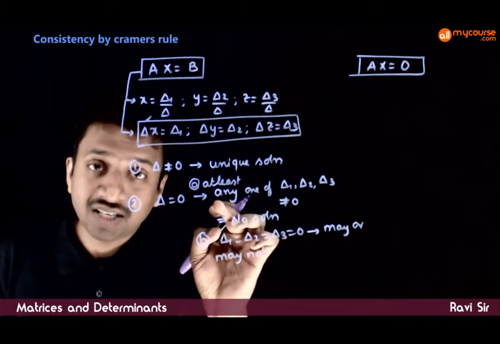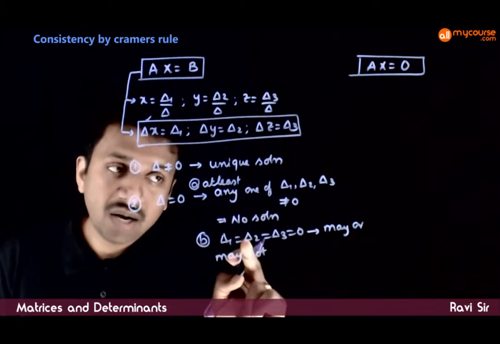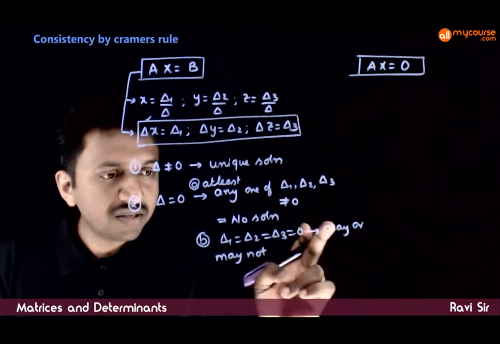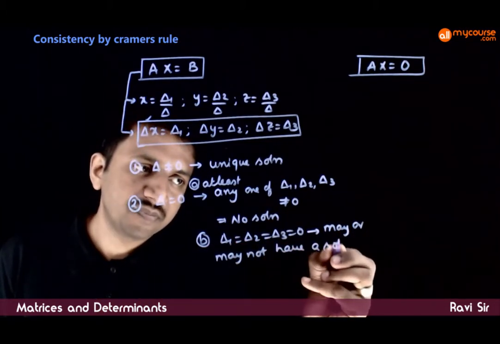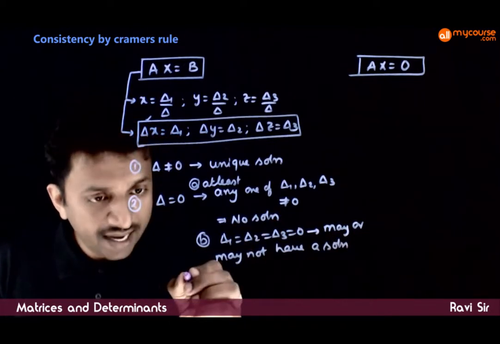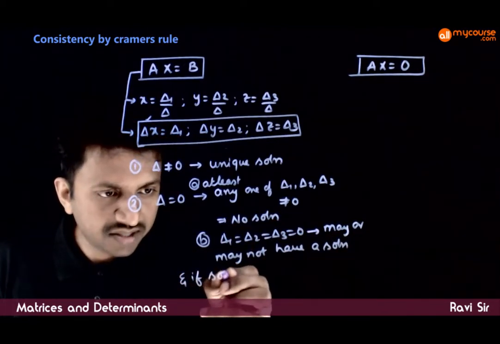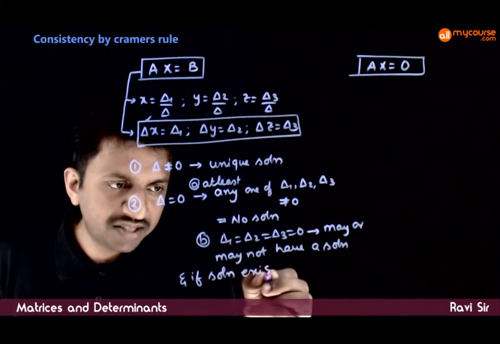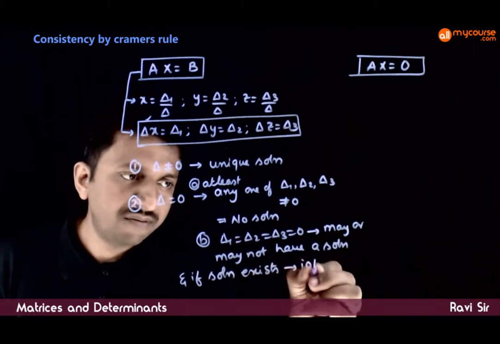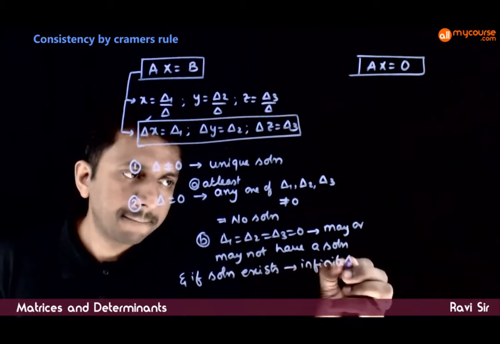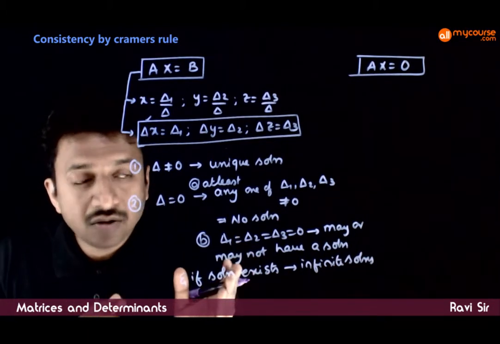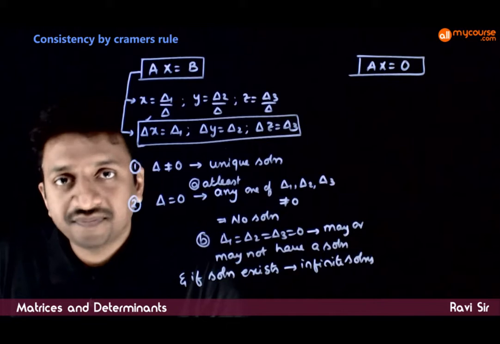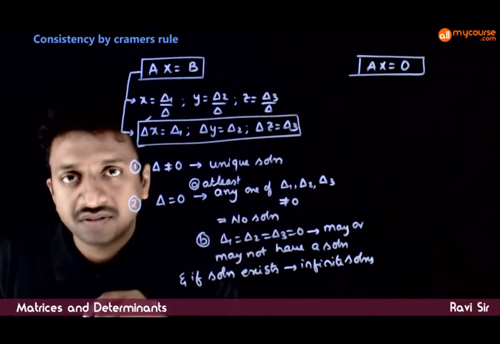I cannot directly say that it does not have a solution. So if delta 1, delta 2, delta 3 are all equal to zero, it may or may not have a solution. And if a solution exists, then you have infinite solutions. That means it might have infinite solutions or no solution. So you have to go and check the equations.